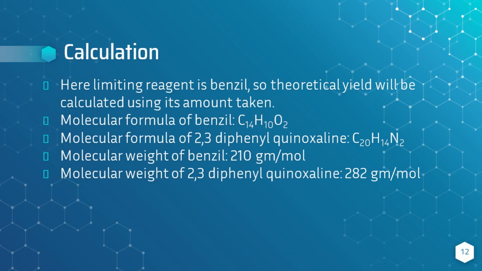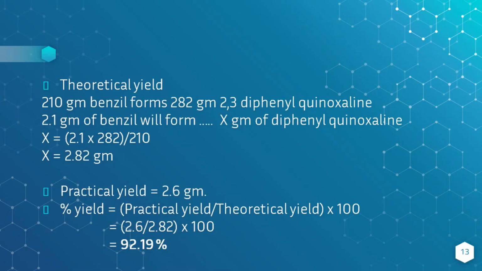Now, using these molecular weights, we can easily calculate the theoretical yield. So, 210 grams of benzil forms 282 grams of 2,3-diphenyl quinoxaline. In the procedure, we have taken 2.1 grams of benzil. So, 2.1 grams will form how many grams of quinoxaline? From calculations, we can see that the theoretical yield is 2.82 grams.